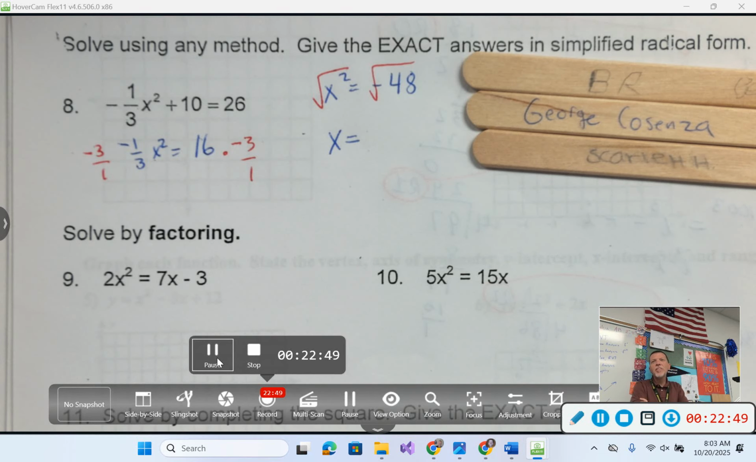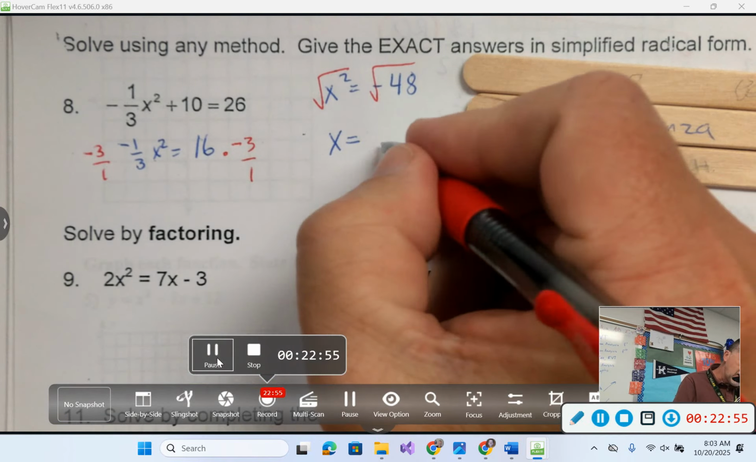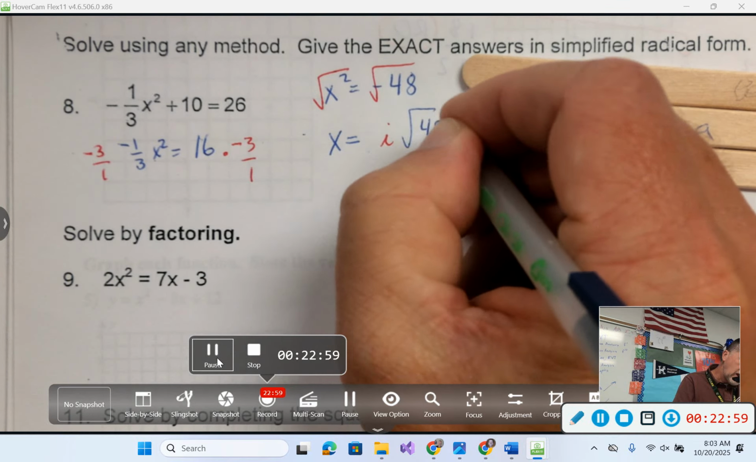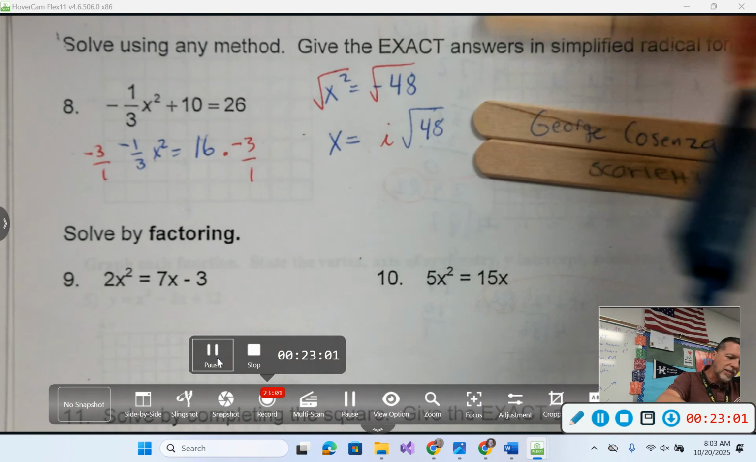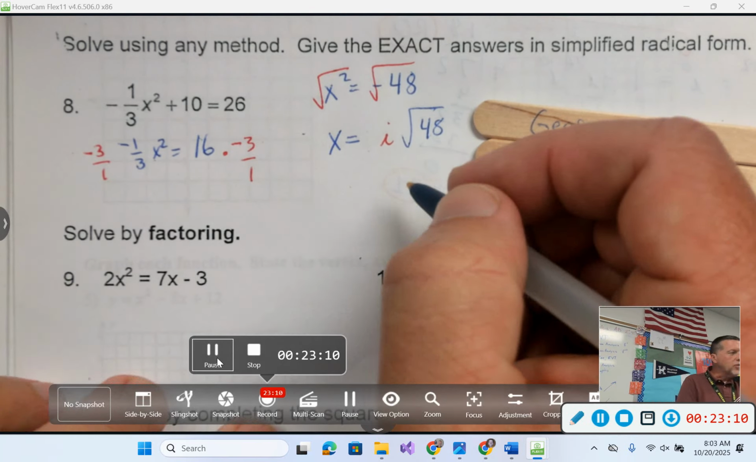So, Ben, tell me one thing I need to... Add the i to our side. Okay. The negative would come out as an i. I like that. So i square root 48. That's one thing we have to fix. George, what else needs to be done? Okay, and how could I square root the 48?